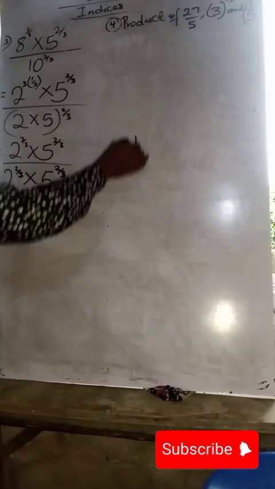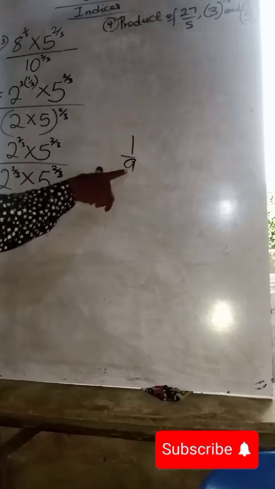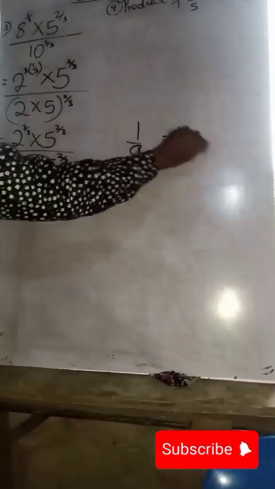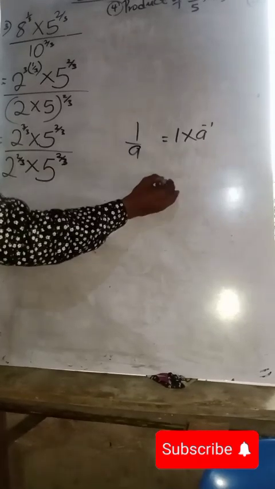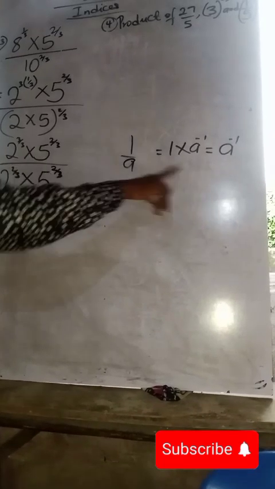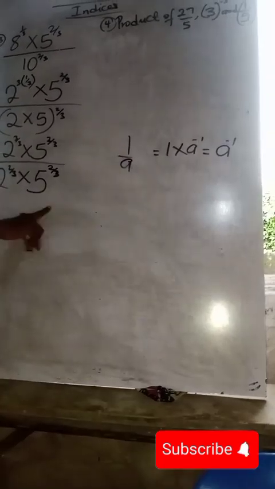For example, when you have 1/a, when you carry this a, you want to bring it up, because this will give us 1 times a raised to the power minus 1. That is, at the end of it, you have a raised to the power minus 1. That is why we say that 1/a is equivalent to a raised to the power minus 1. We said that these two things mean the same thing. So we're going to apply that law here now.